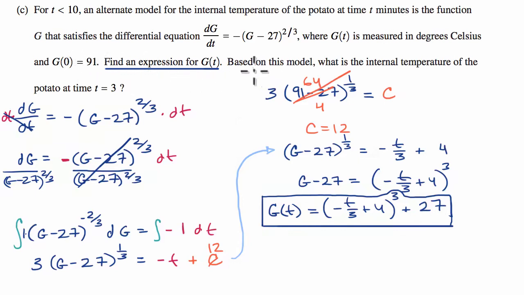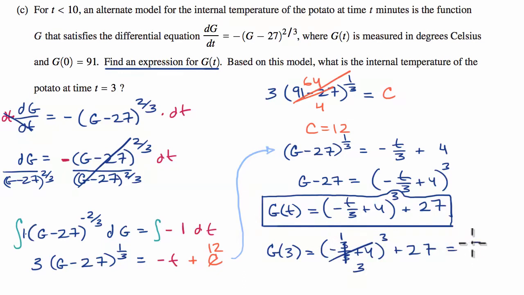Now, we'll do the easy part. Based on this model, what is the internal temperature of the potato at time t equals 3? So g of 3 is equal to (negative 3 over 3 plus 4) to the 3rd power plus 27. Well, this is negative 1, so negative 1 plus 4 is 3. So this is 3 to the 3rd power, which is 27, plus 27 is equal to 54 degrees Celsius. And we are done.